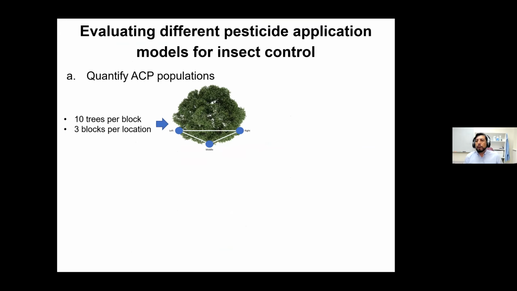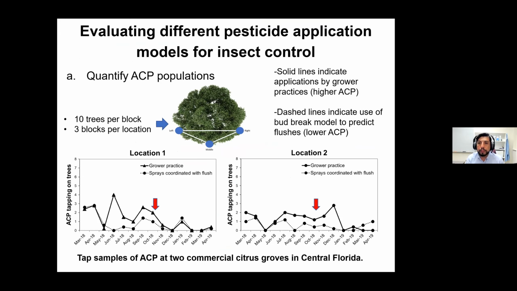To quantify the ACP population, this is a normal protocol that we have in the lab. We use 10 trees per block, 3 blocks per location. We divide the trees into sections, the left, the middle, and the right, and we tap those, counting the number of insects. And this is what we found. For the tapping of insects, we did the experiment from March 18 to April 19.